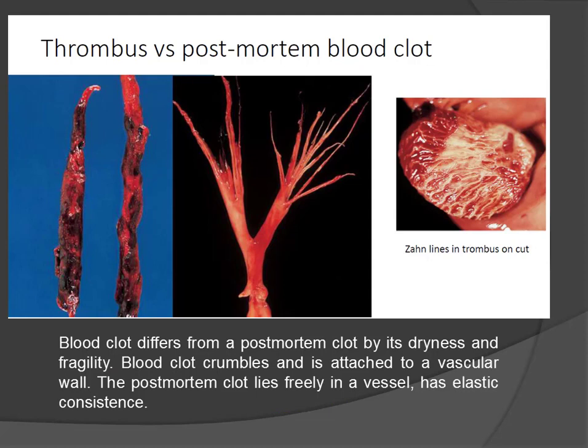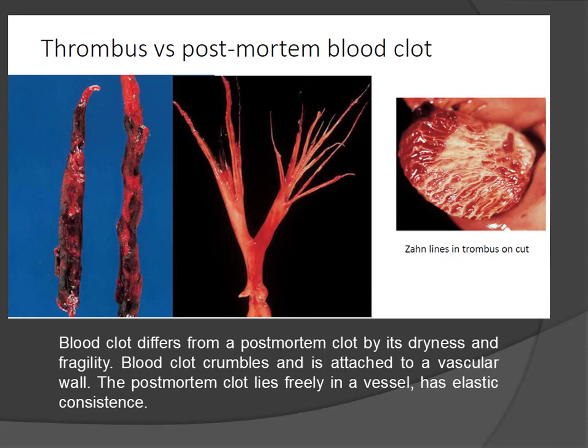Differentiation between antemortem thrombi and postmortem clots. Thrombus and postmortem blood clots can be distinguished microscopically. Thrombus is dry, rough, dense, and crumbly. It's usually connected to the vascular wall, and may or may not correspond to the contours of the vessels. There are Zahn lines on the surface.